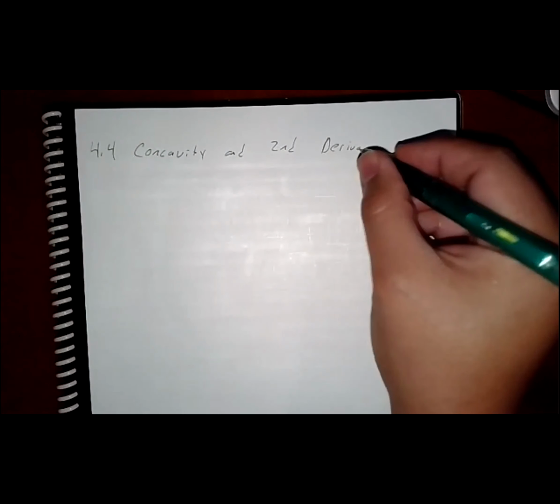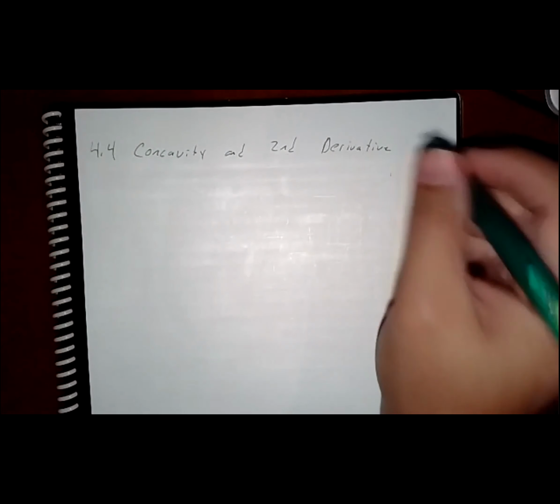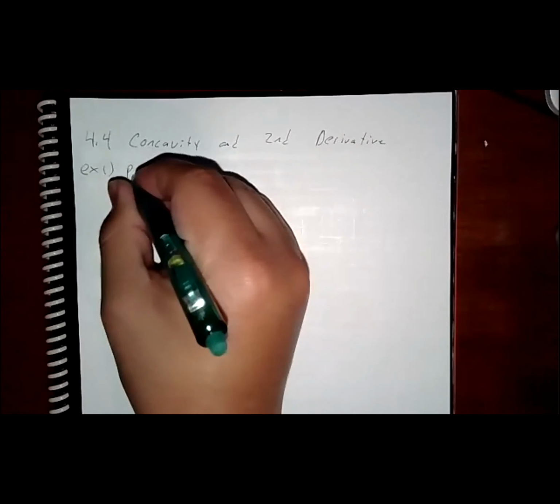Okay. So concavity again just means if it's opening upward or downward. And where do we decide it's no longer up or down? That is up to a point of inflection, which is found with the second derivative. Okay, so let's do this first example right here and explain it.